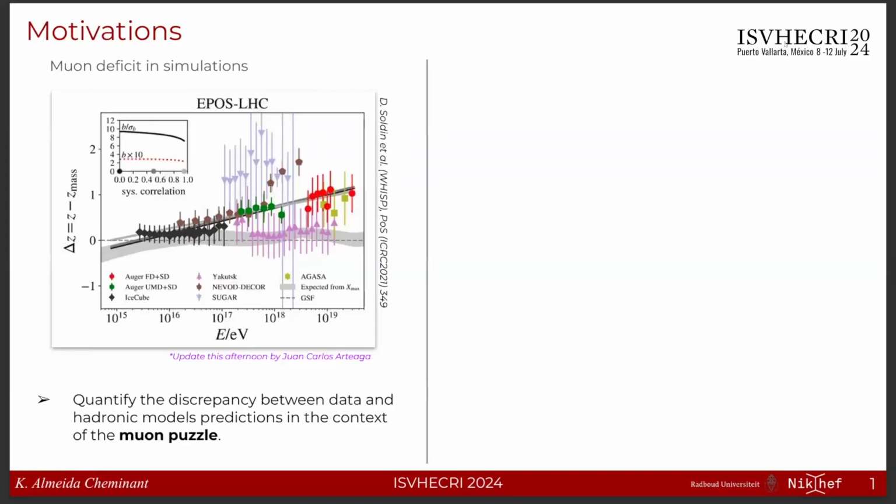So as I said, this analysis is done in the context of the muon deficit that we found in simulations. You see, it's a very dynamic topic. What you see here, already discussed in previous talks, is this discrepancy between data and simulations for different experiments. There will be an update this afternoon by Juan Carlos Arteaga. The idea of this analysis is to really quantify by how much you would have to rescale the muon component predicted by hadronic interaction models to fit the data.